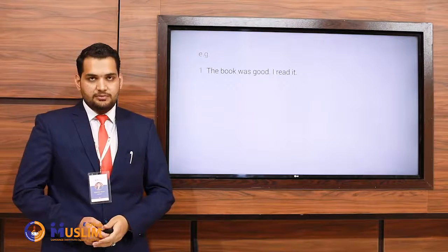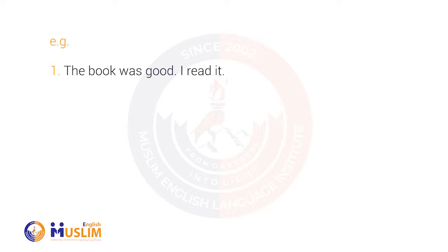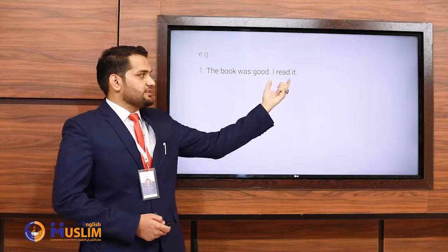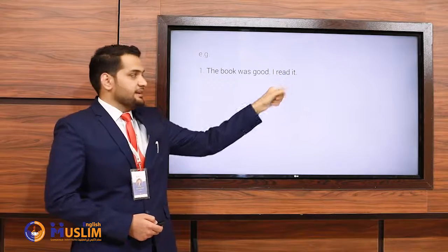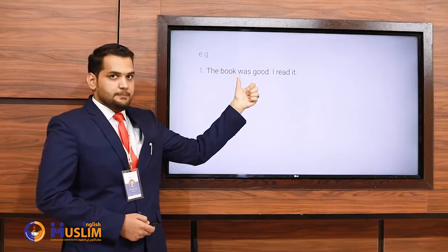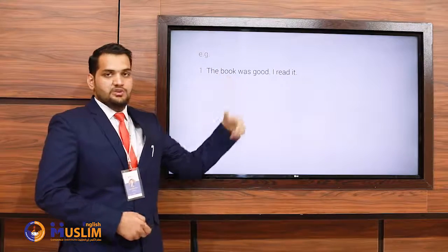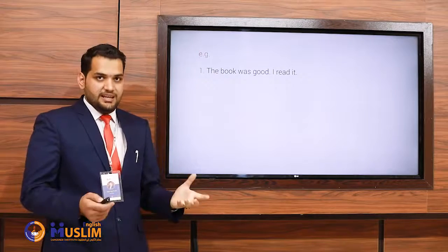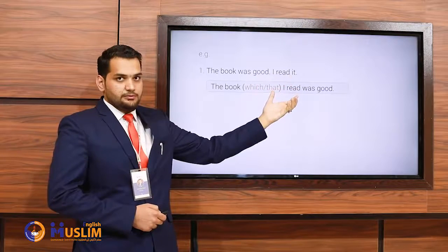Let's have some more examples. Number one, the book was good, I read it. If you want to make an adjective clause out of the second sentence, you have to remove a word that has a connection with the first sentence. And if you see, here it is talking about the book, which means that it has a connection with the first sentence. To make an adjective clause, you have to remove it and use a relative pronoun.